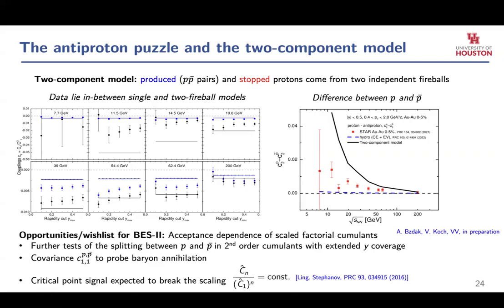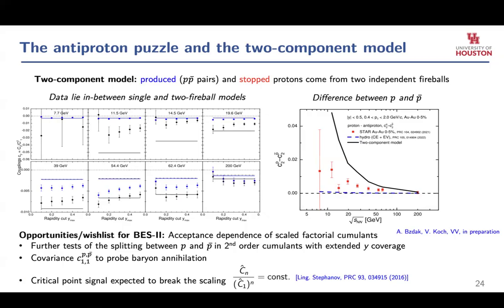So data is here. This dashed line is our hydro, so 0, or almost 0. And the black line is two components. So it seems that a single fireball doesn't get the job done. Two fireballs which don't talk to each other overdo it. And perhaps we are somewhere in the middle.